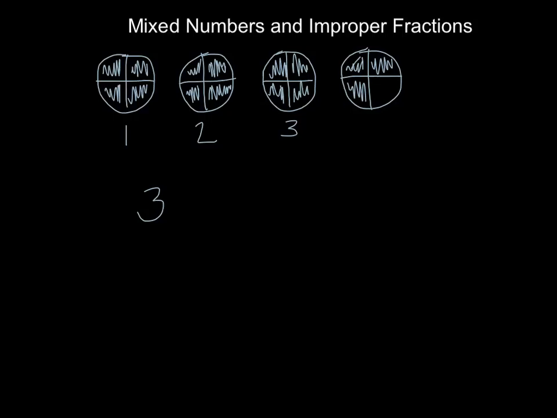This last circle is broken into 4 pieces. So I know that my denominator should be 4 because that tells me how many pieces make up one object. Out of the 4 pieces, 3 of the pieces have been shaded. So 3 out of 4.